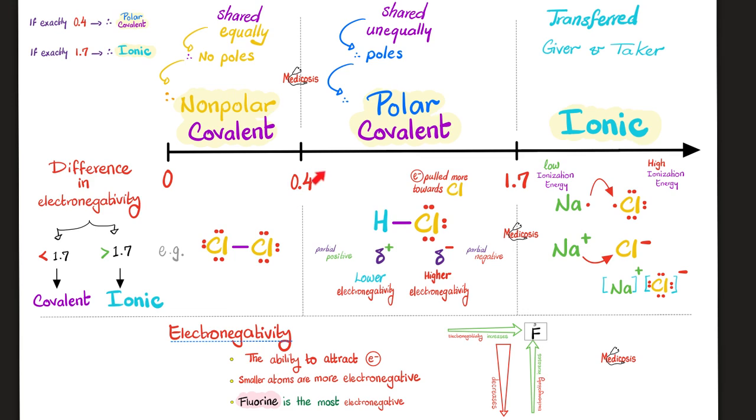Well, ask your professor or teacher. I would like to consider it with the higher stuff. So 0.4 belongs to polar covalent. And if it's exactly 1.7, then I consider it ionic.